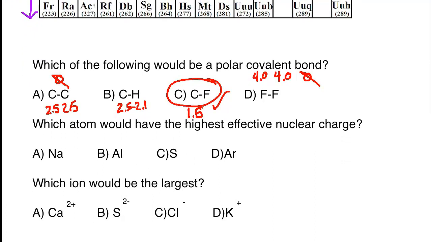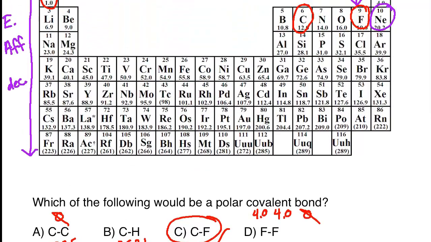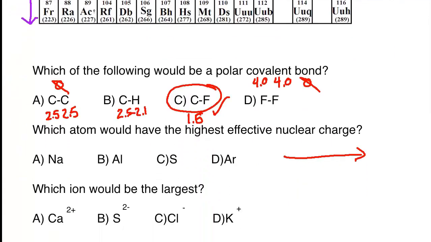Which atom would have the highest effective nuclear charge? Well, we know that effective nuclear charge increases as we go across the periodic table. So let's take a look at these groupings here. Sodium, aluminum, sulfur, and argon. So if it's all in this row, effective nuclear charge is increasing as we go across here. Then that means that as we get towards the end with argon, that's going to be the highest of the bunch. So the correct answer here is D. Argon is going to have the highest effective nuclear charge.